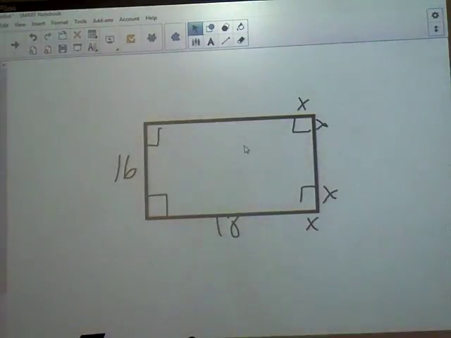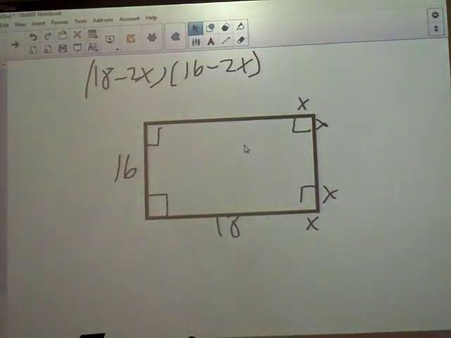So volume, you know, is length times width times height. So my length right now, it was 18, but I cut an X out of both ends. So what was 18 is now 18 minus 2x. My width was 16, but I cut an X out of both ends. So now my width is 16 minus 2x. So there's length times width. What's the height? How tall is the box going to be when I fold it on those corners? How tall are the corners? X. So there's your height. Very good. So 18 minus 2x times 16 minus 2x times x.